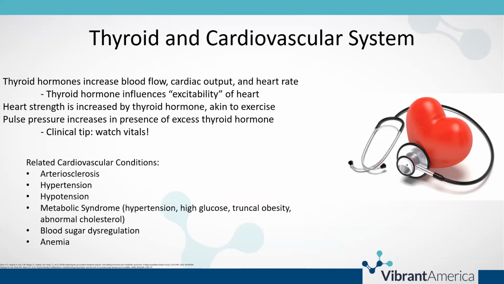So a few of the related cardiovascular conditions we see pretty regularly in practice are atherosclerosis, high or low blood pressure, metabolic syndrome. And actually, I'd take it a step further and say any form of blood sugar dysregulation, even prior to metabolic syndrome, may be a factor there, as well as anemia. Interestingly enough, iron deficiency slows the conversion of T4 to T3 because it acts on those deiodinase enzymes. And an iron deficiency can actually also increase the production of reverse T3, which can create some problems.